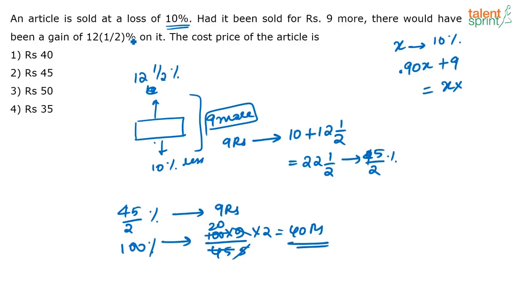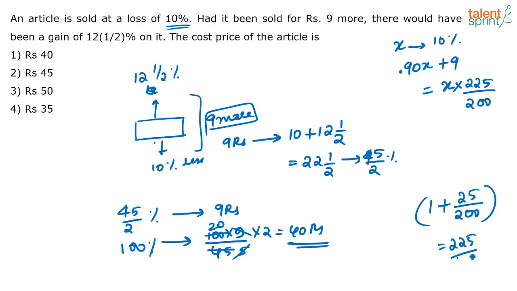So what is 12 1/2%? That is nothing but 25/2%, or it is nothing but x into 225/200. See, how am I writing this? A gain of 12 1/2% means a gain of 1 plus 25/200, or that is nothing but 225/200. So basically, I have to equate for this and get the answer. This is the normal way in which I will solve it.